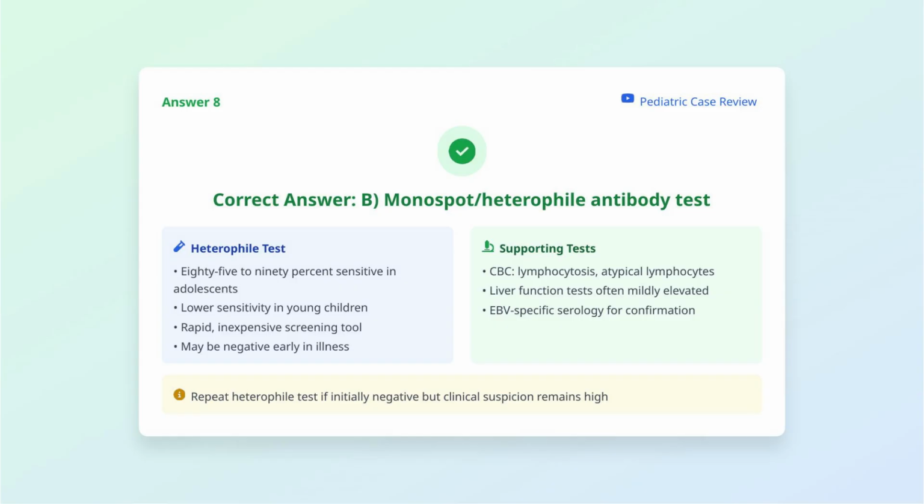Supporting laboratory findings include a complete blood count showing lymphocytosis with atypical lymphocytes and liver function tests that are often mildly elevated. Epstein-Barr virus-specific serology can be used for confirmation when needed. If the heterophile test is initially negative but clinical suspicion remains high, it should be repeated.